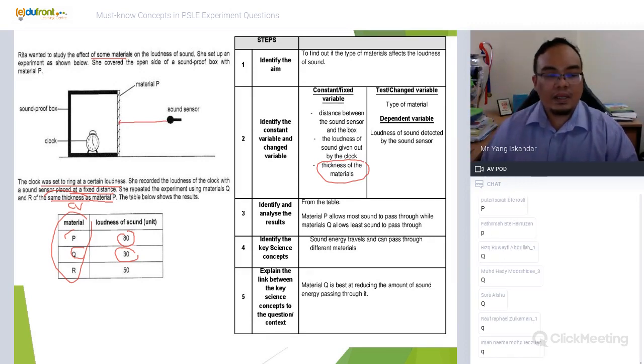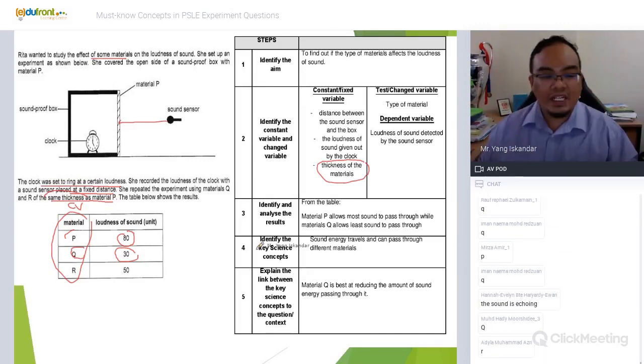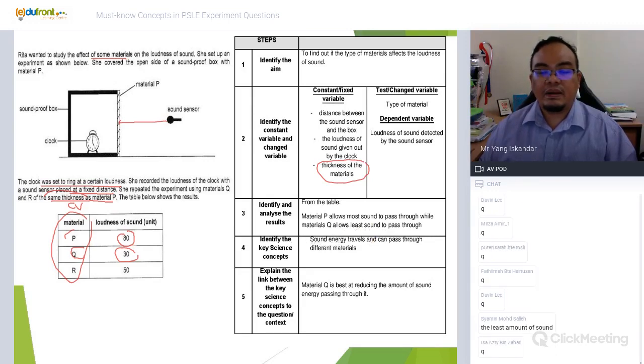Material P more soundproof, are you sure? Material Q is the most soundproof. Why? You can see here, it is the least, right? So material P allows the most sound to pass through, while material Q allows the least amount of sound to pass through. And the key science concept: sound energy travels and passes through different materials. So material Q is the best at reducing the amount of sound energy passing through it.